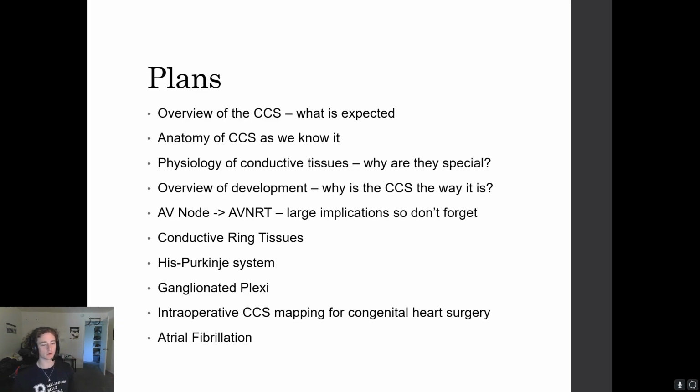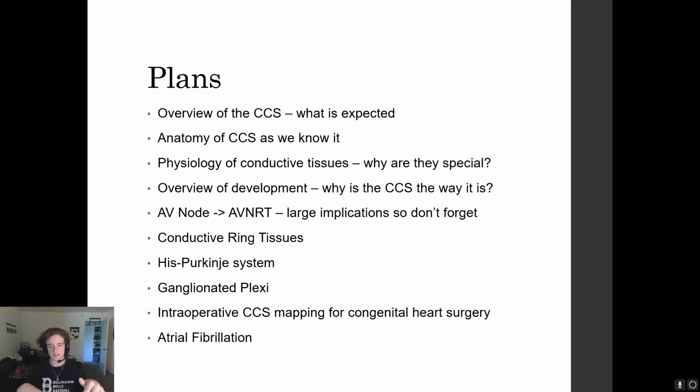After that, we'll be going a little bit over the His-Purkinje system. I hope it's not Purkinje. I've heard a lot of people say it different ways, but I'm going to say Purkinje. We won't go too far into depth. We'll talk about why it is the way it is in terms of really quick conduction, and then we're going to be talking about these things called ganglionated plexi, which are essentially the extrinsic innervation of the heart.